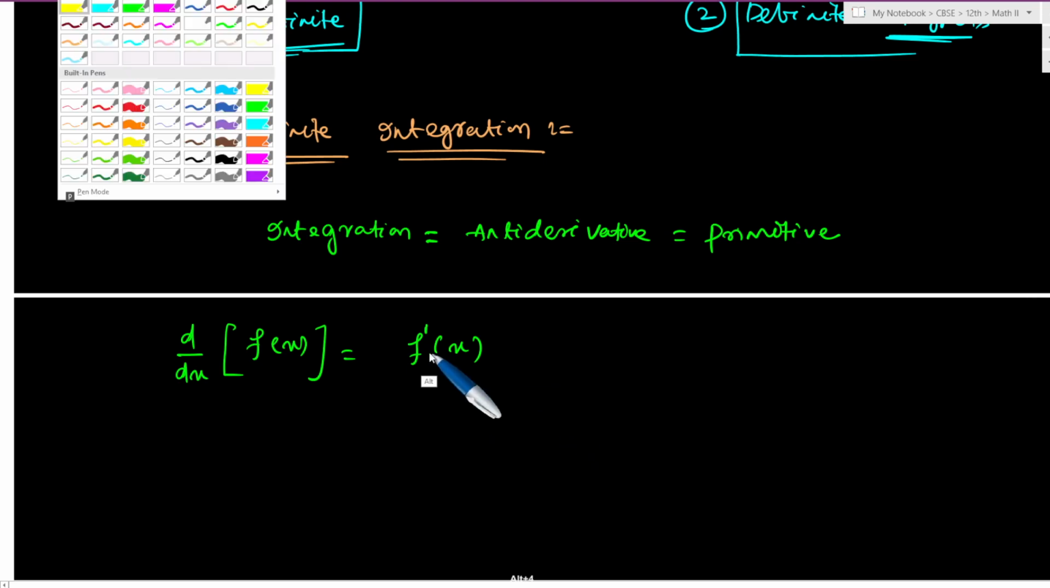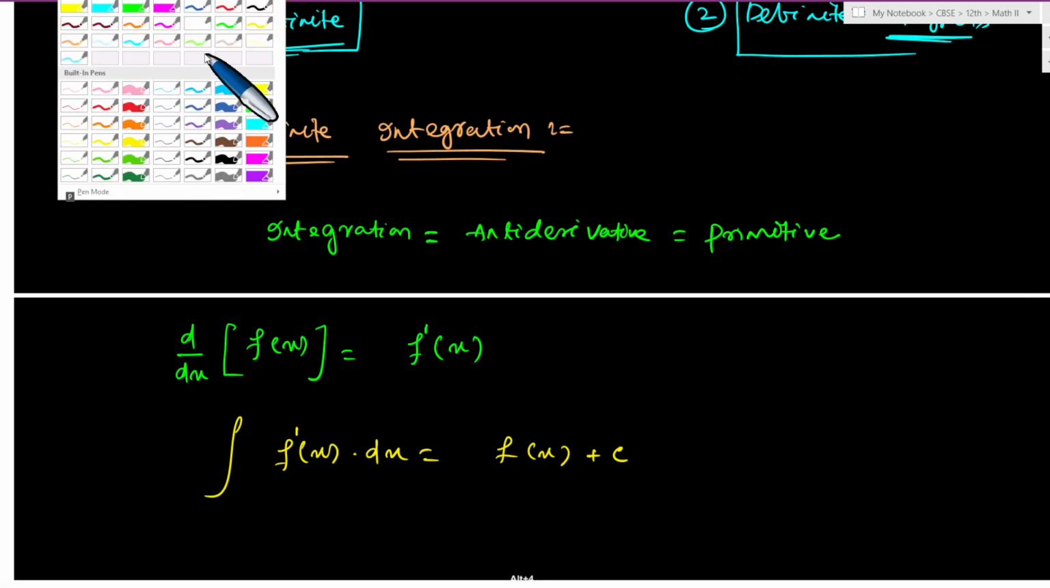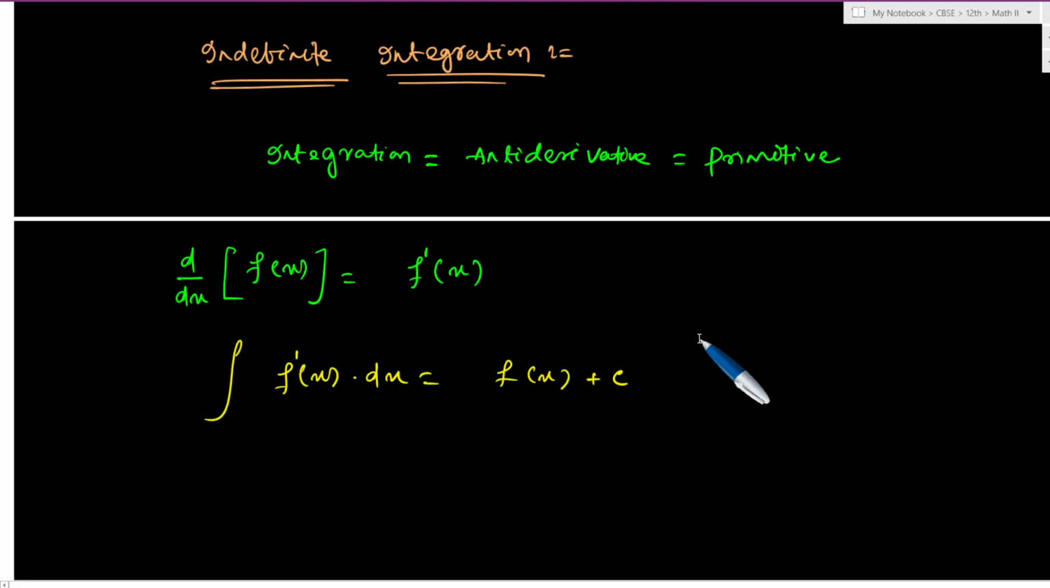Why is integration known as antiderivative? It means if I have to find the integration of this function f dash x dx, the result will be f of x plus a constant value, that is c. Okay, c is an arbitrary constant. Arbitrary means it is a random constant. You can take any value.